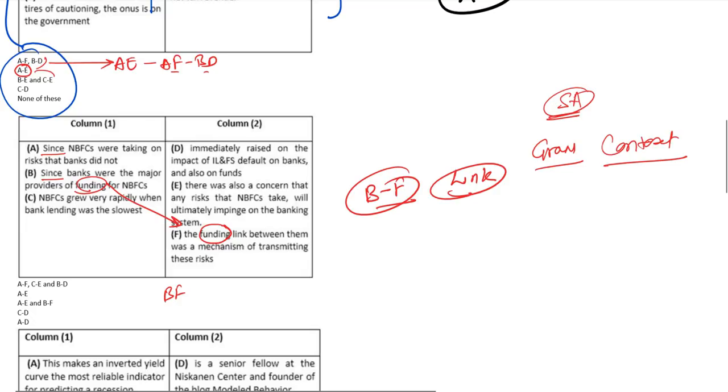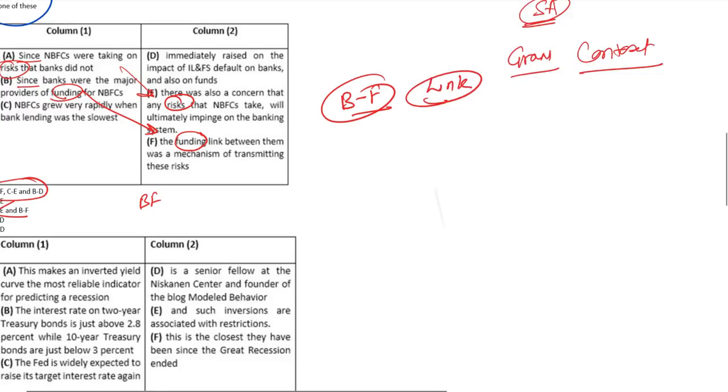Since NBFCs were taking on risk that banks did not, there was also a concern that any risk. Okay, so risk is here, both the things are connected, and again the sentence arrangement looks good, right? So your answer is going to be AE and BF both, right? Now if you look at AF, CE and BD, these are coming together, but these two options are not getting repeated. You are sorted for it.